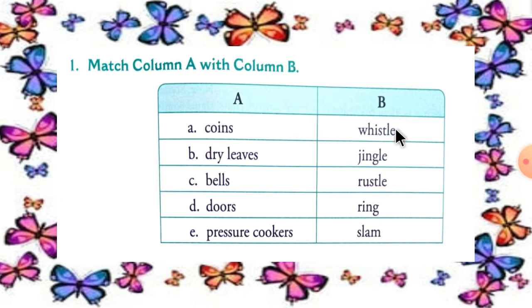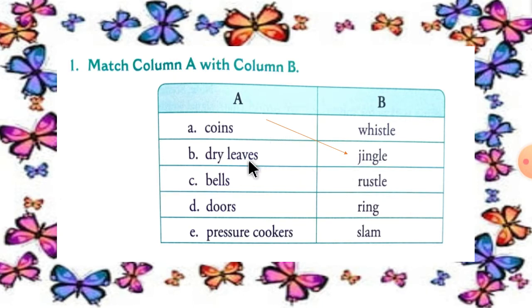Now let's see the options of column B. Whistle, jingle, rustle, ring, slam. So let's see which options we can write with coins. Coins, whistle, no. Jingle, no. Rustle, no. Ring, let's see. Coins, jingle.